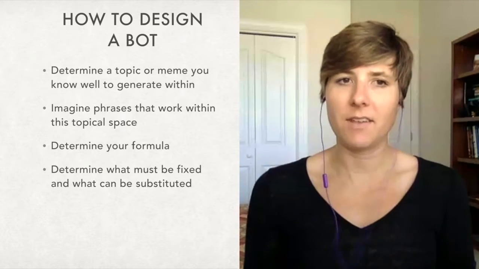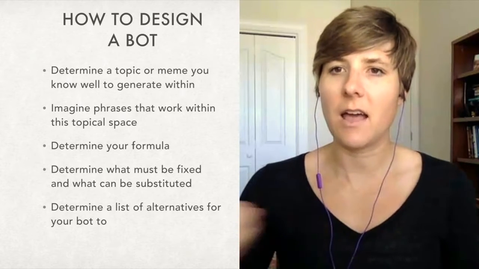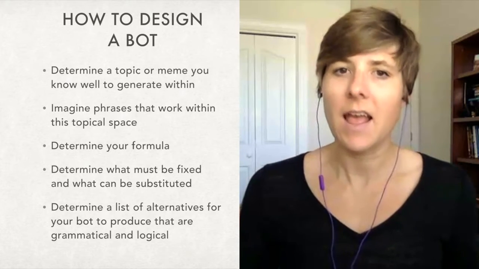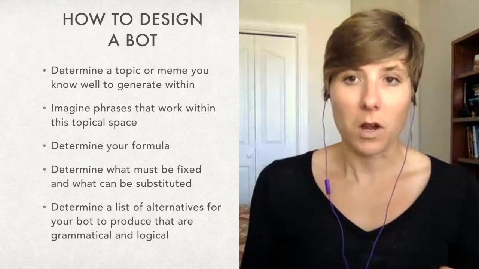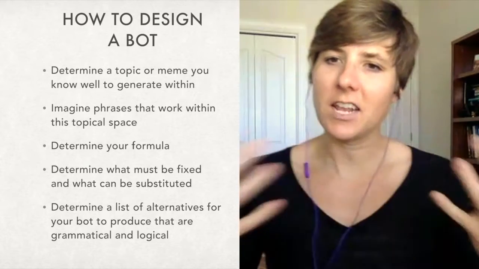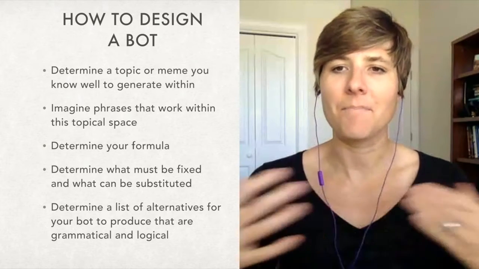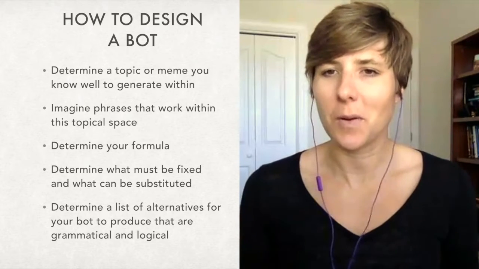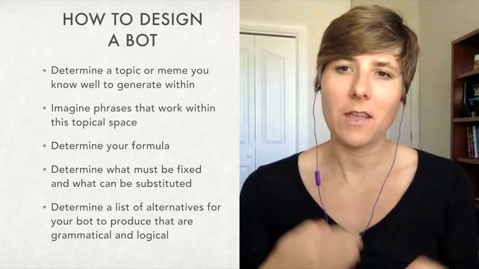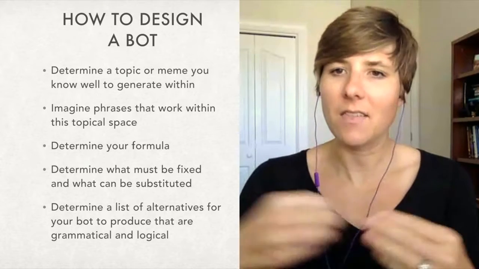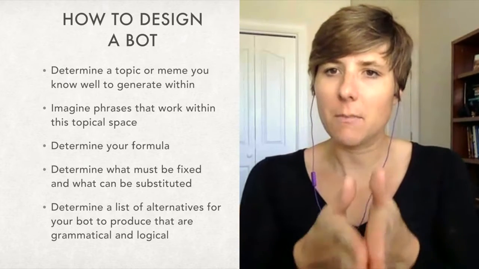Okay, then once you've decided where you can substitute words, then you want to determine your list of alternatives, right? And this is in some ways the hardest part because it's just thinking of words. But you can use the internet for that. You can use friends and family for that. You can crowdsource this information. But you do want to make sure that you're creating a list of words that works logically within your formula and grammatically, right?